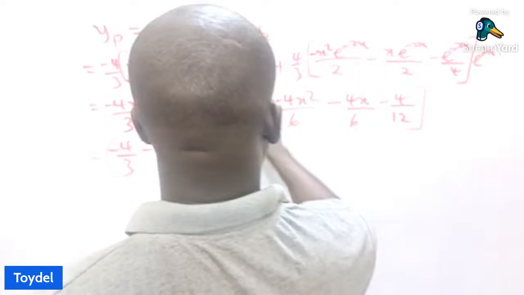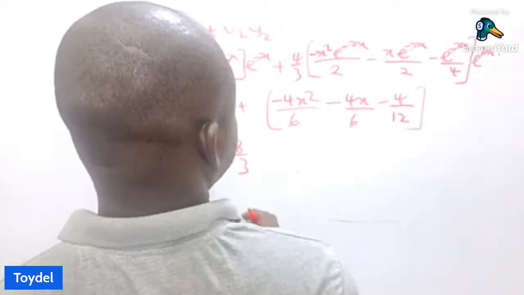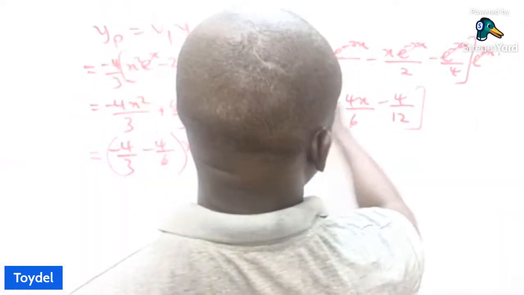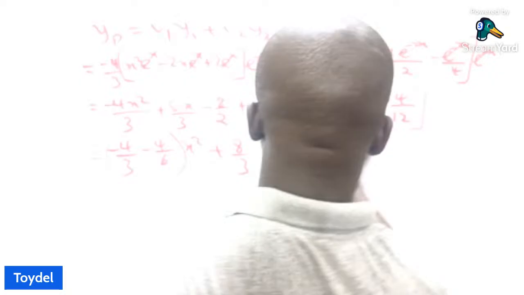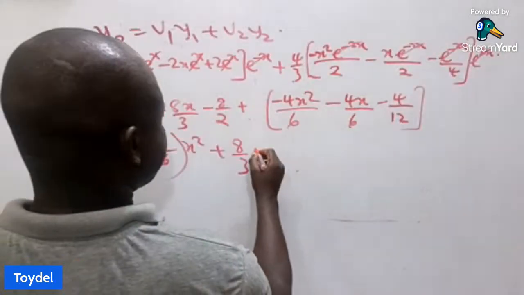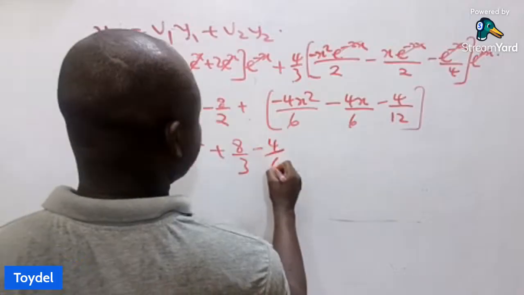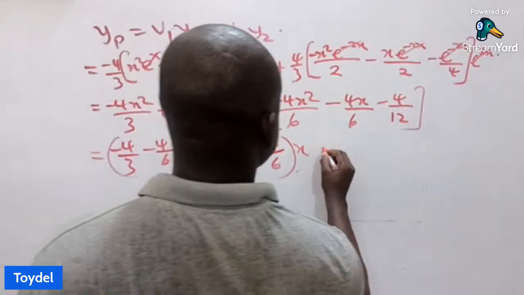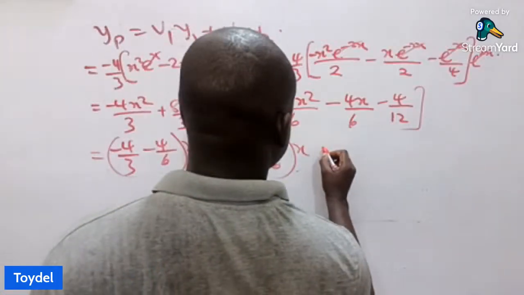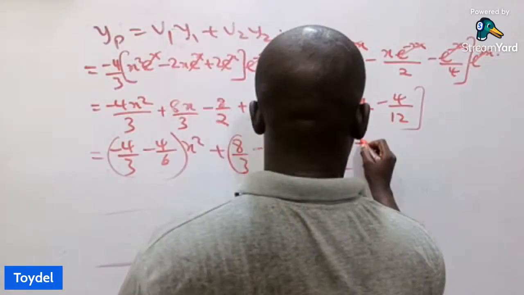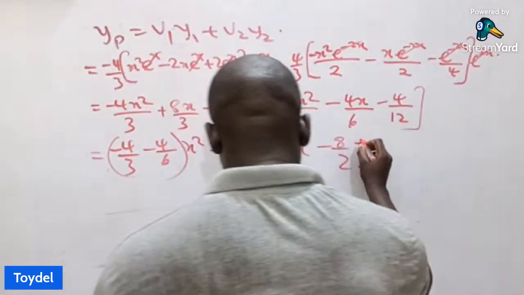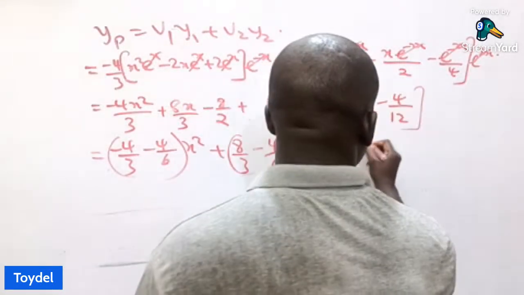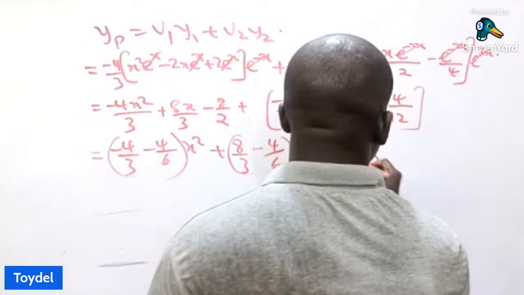I've taken care of this because this times this is 12, so this will not be there. So here I will have minus 4 over 6, then minus 4 all over 6 x. Then the constant, minus 8 all over 2. Here I'm going to have minus 4. Here is minus 1 over 3. That's what I'm going to get.